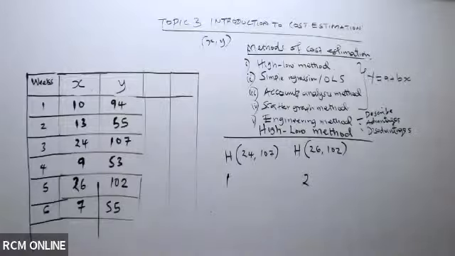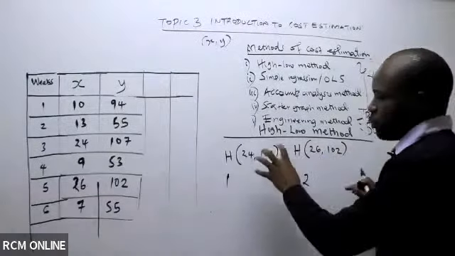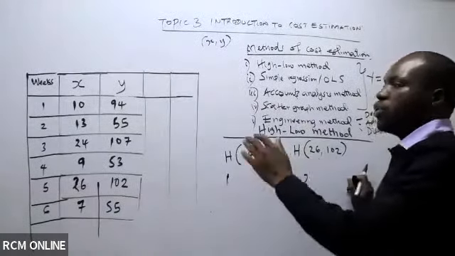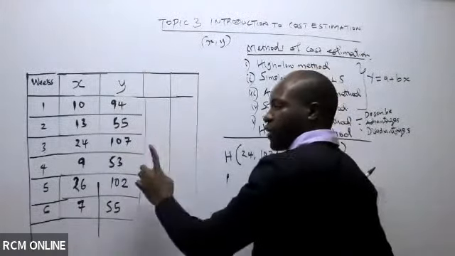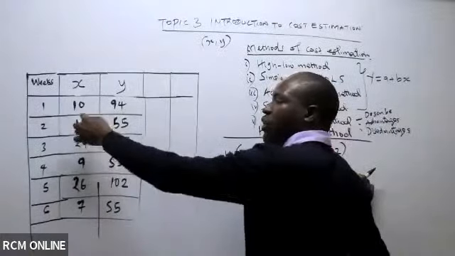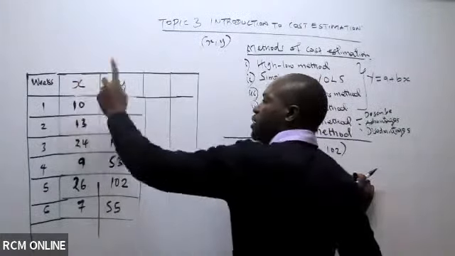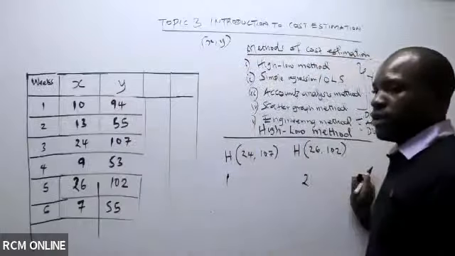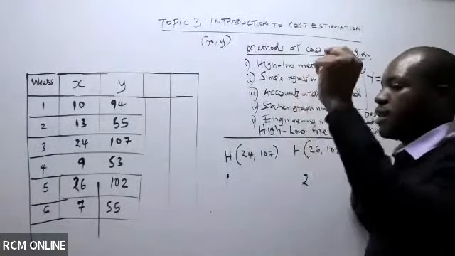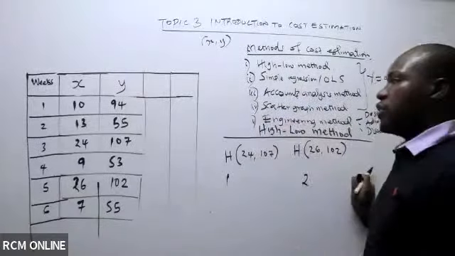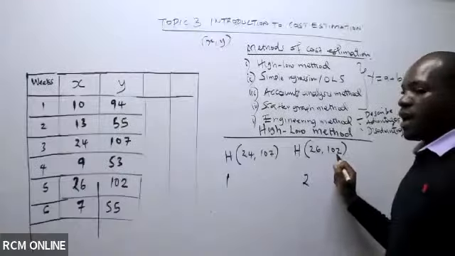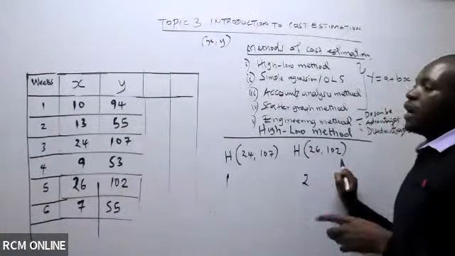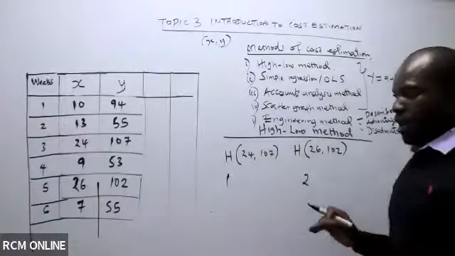The second person. Why? Because we said the moment you pick the highest values pair, we don't focus on the highest value in column Y. We focus on the highest value in column X, because X is the cost driver. It does not depend on anything. It is the independent variable. So that leaves us with 26, 102.